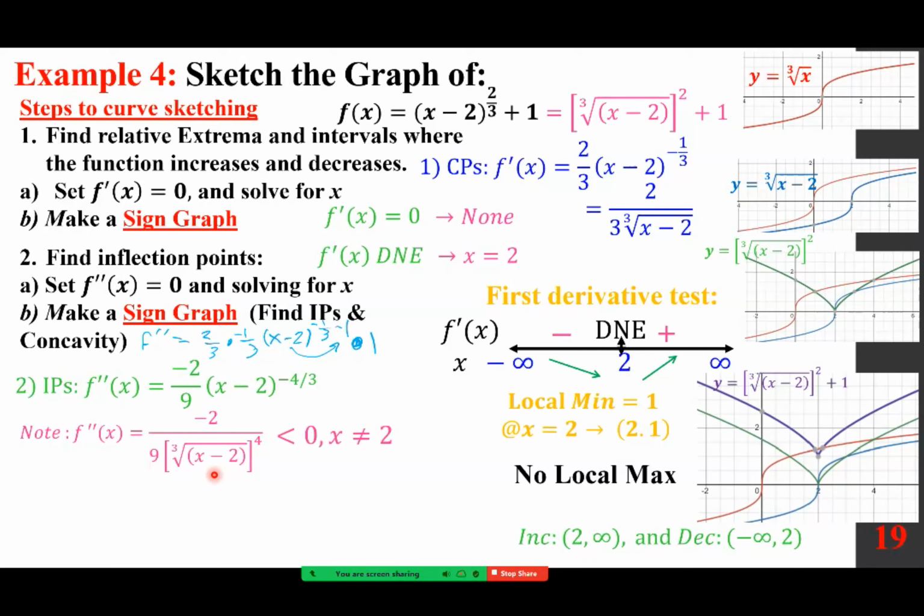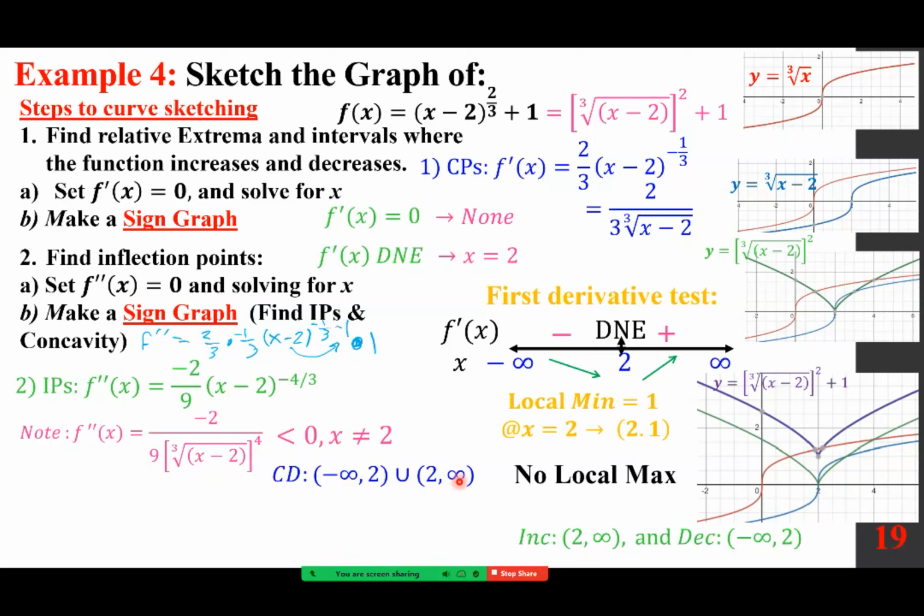So right away, it's always concave down. How do you write always concave down when x can't be 2? You would write it's concave down from negative infinity to 2, union 2 to infinity. That's how you write it. And you're done.